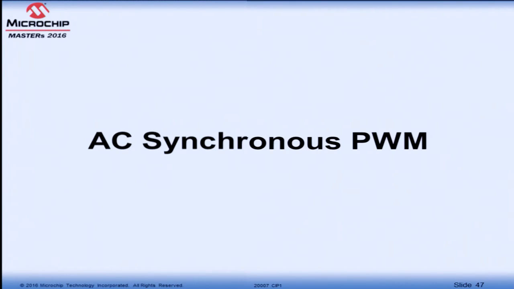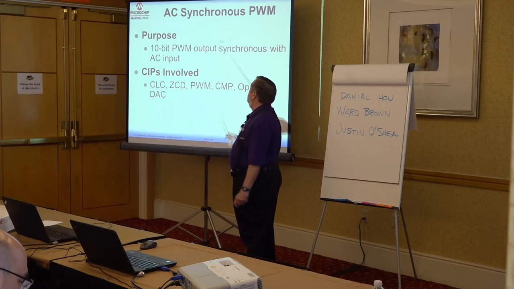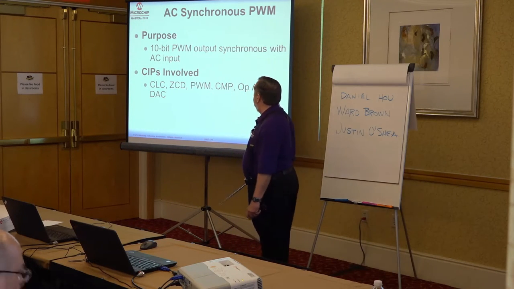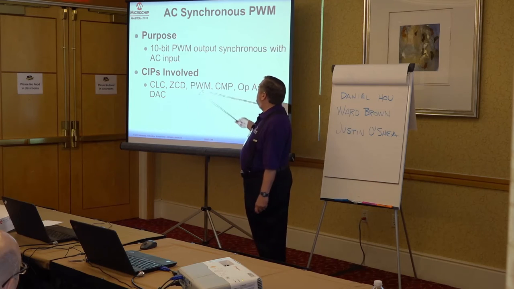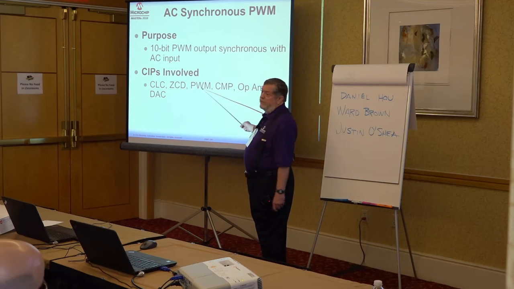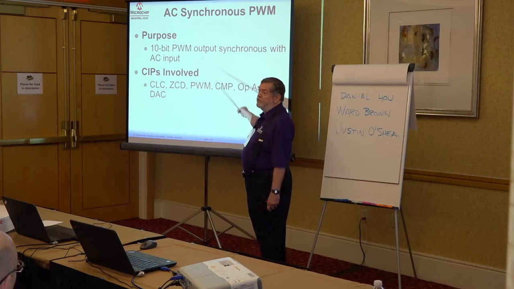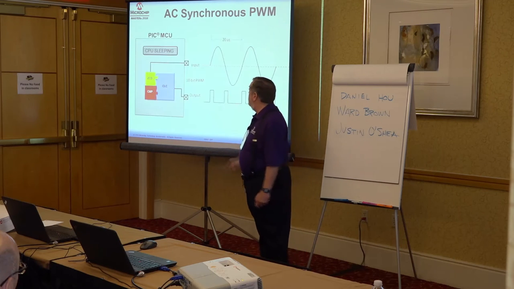The next one is an AC synchronous PWM, and this was actually for a customer request. He said he wanted to generate a 10-bit PWM that was synchronous with an AC input. So for that, we can use a CLC, the zero cross detection, a PWM, but in this case, it's not being used as a PWM. It's being used to generate a voltage because I need 10 bits of resolution. I don't have a 10-bit DAC, so I'm going to use this PWM as a DAC, a comparator, op amp, and a DAC for something else.